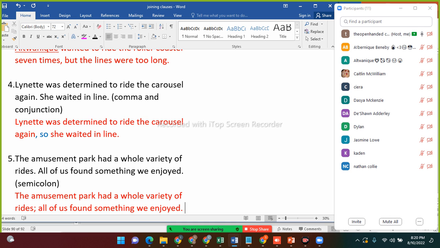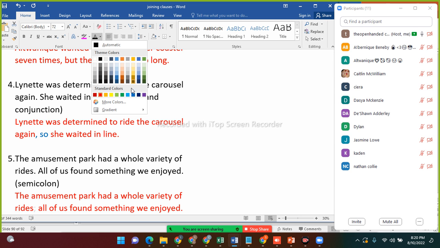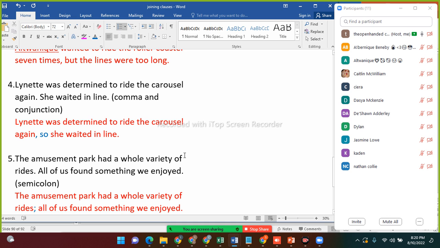So there we are. We just learned how to combine two independent clauses to create a compound sentence by using a semicolon or by using a comma and a coordinating conjunction. The next time we come back, we're going to learn how to combine sentences by changing one of them into a subordinate clause.